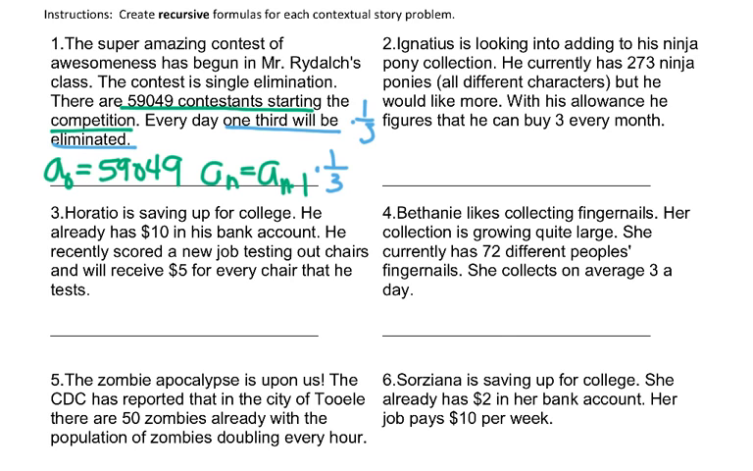Okay, so let's try number 2. If you haven't already tried it on your own, you'll probably want to pause this and try some on your own and see what you get. Use this to help you learn. I don't care about the answers as much as I care that you understand how to get them. So Ignatius is looking into adding to his Ninja Pony collection. He currently has 273 Ninja Ponies, all different characters, but he would like more. With his allowance, he figures that he can buy 3 every month.